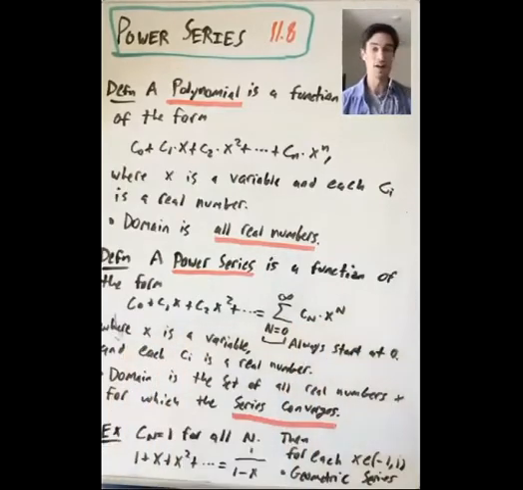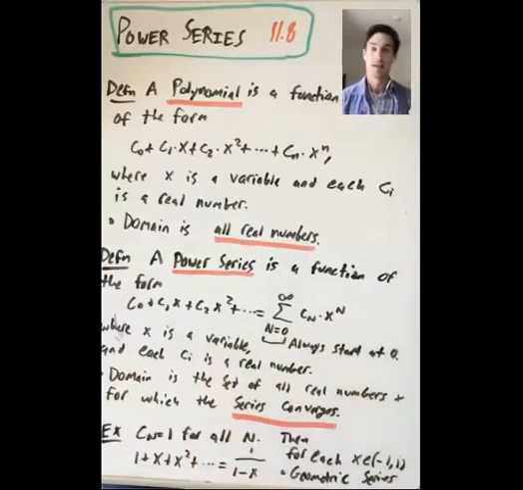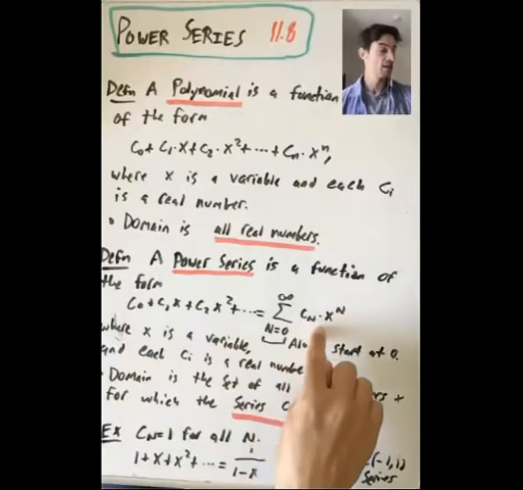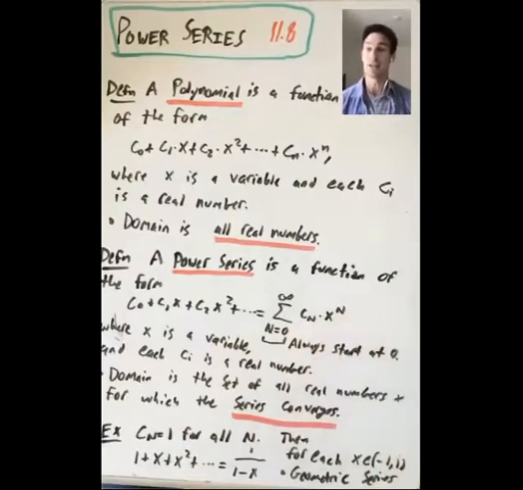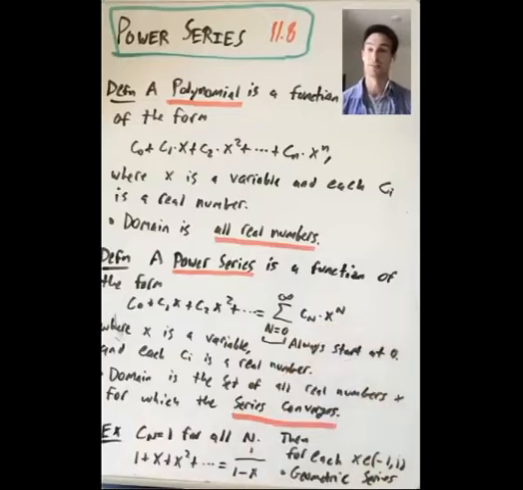So x is still a variable. We're going to put in a real number for x and see what we get out. And each ci is a real number. But now, it doesn't always make sense to put in any real number for x. Maybe you put in a real number for x, and the series that you get diverges. So we want to avoid that. So the domain, the place where you can evaluate a power series, is the set of all real numbers that you can put in for x for which the series you get converges.